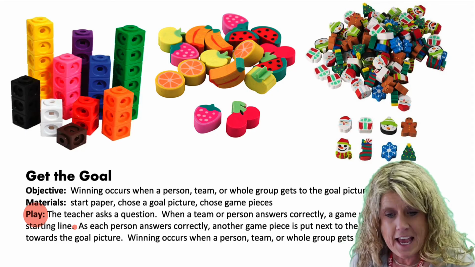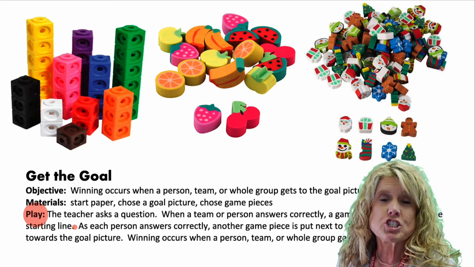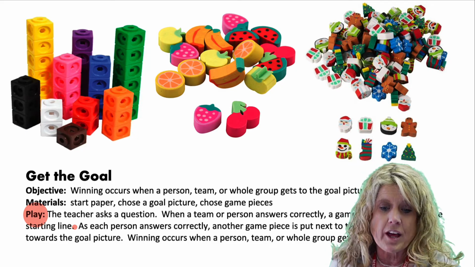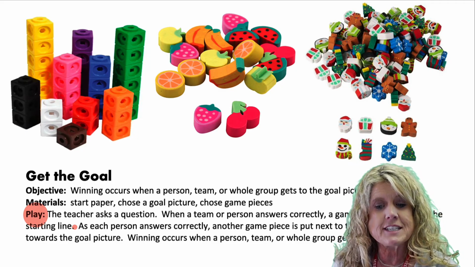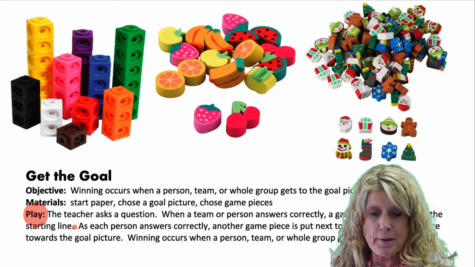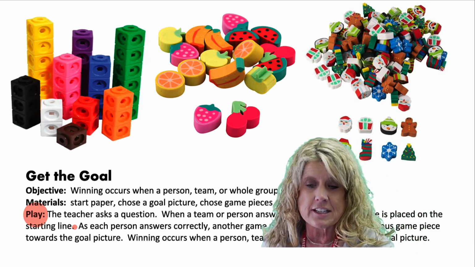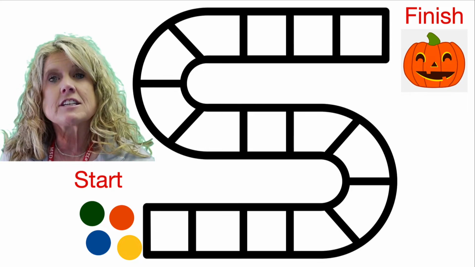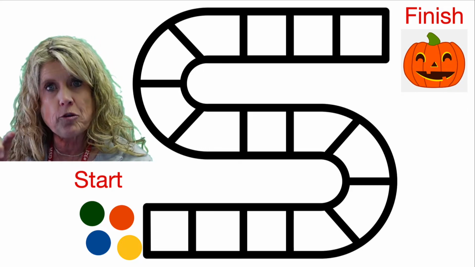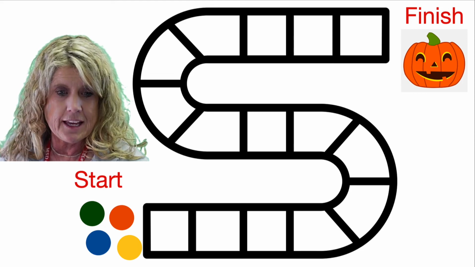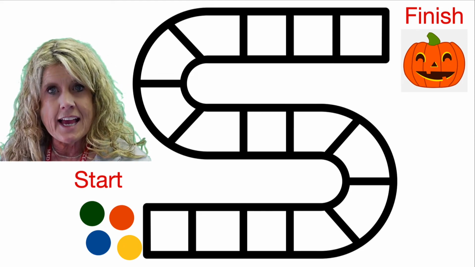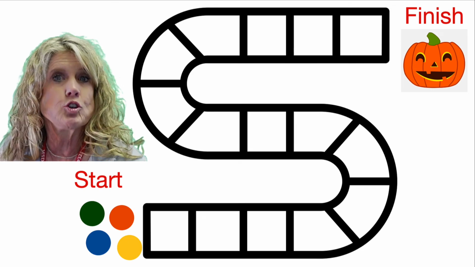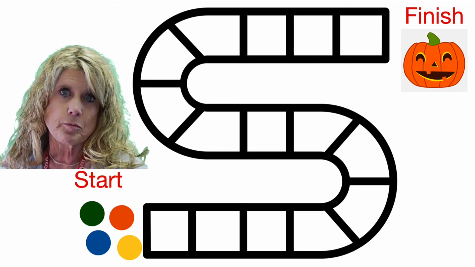And in this game, the teacher will ask a question again related to whatever skill you taught the day before or that you're working on. And when a team or person answers correctly, a game piece is placed on the starting line. So it could look like this. There's a starting line paper that's in your packet, but you could also use something like this too. And so as they answer one, they get to move towards the finish line. You can do this as a group or as individual pieces.